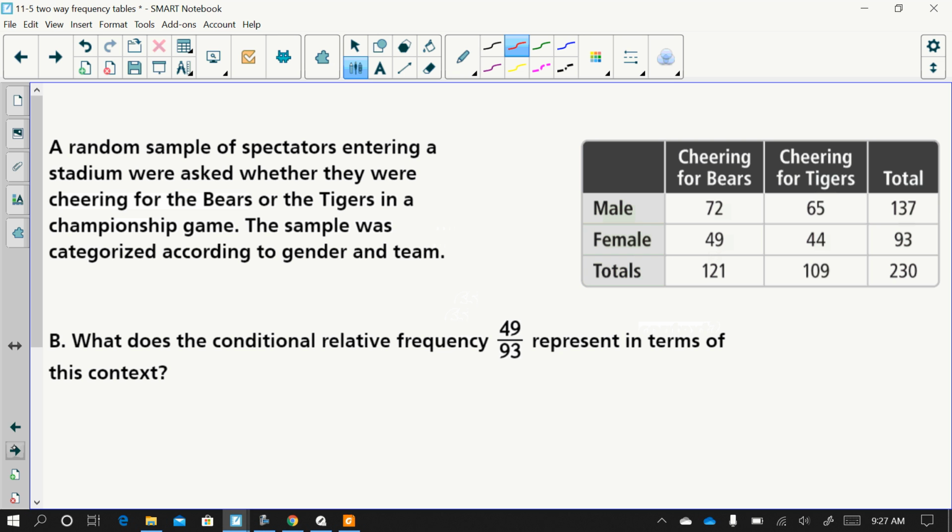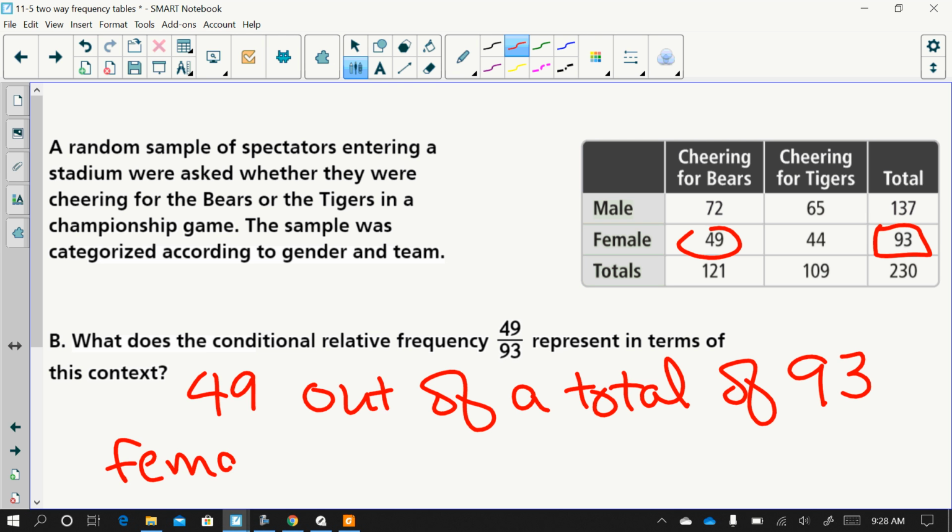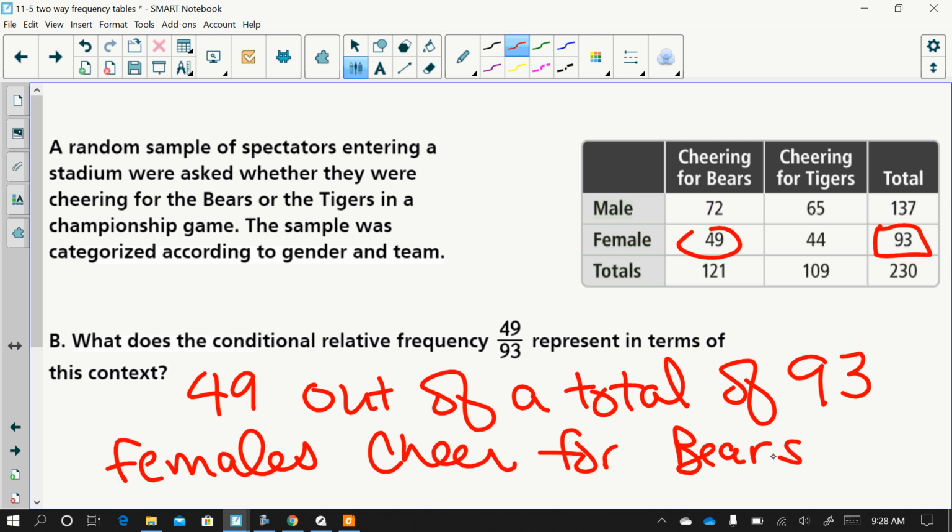Okay, so now we're going to look at the relative frequency. So we have 49 out of 93. I personally always look for the denominator first. Okay, so 93 is here. That's total females. So now let's look at 49. 49 is right here. So 49 out of 93, that means of the females there, 49 were cheering for the Bears. So 49 out of a total of 93 females cheer for the Bears. Okay, again, you're looking for those numbers.